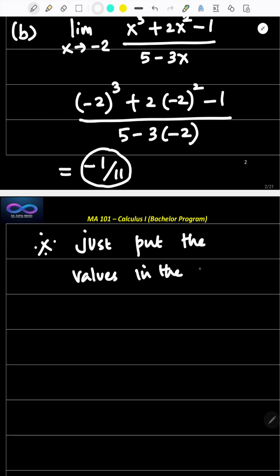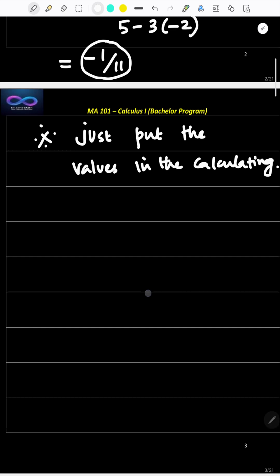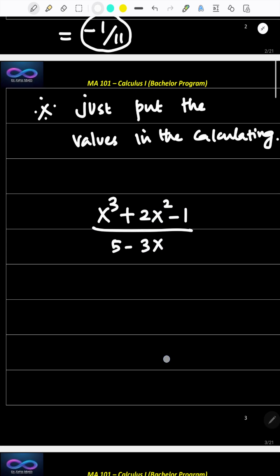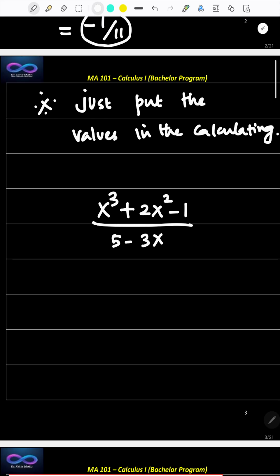Directly also you can put it in the calculator, typing the equation and pressing the calc button, and you will get the answer. How, teacher? I'll tell you one easy way. Just type this equation: x cube plus 2x square minus 1 divided by 5 minus 3x. As long as you are not getting a math error, you can do it in the calculator directly. Then press the calc button. It will ask you x question mark. You just give minus 2 and then press equal.